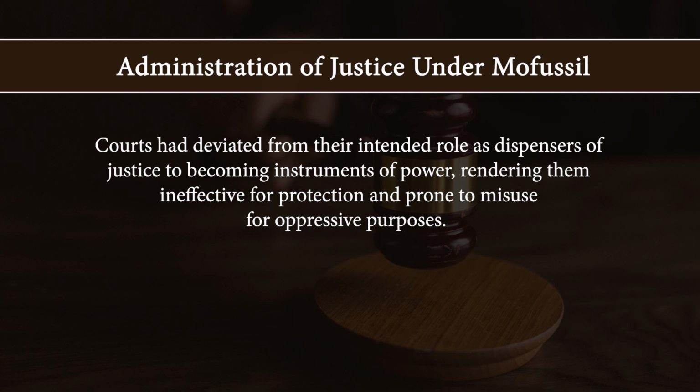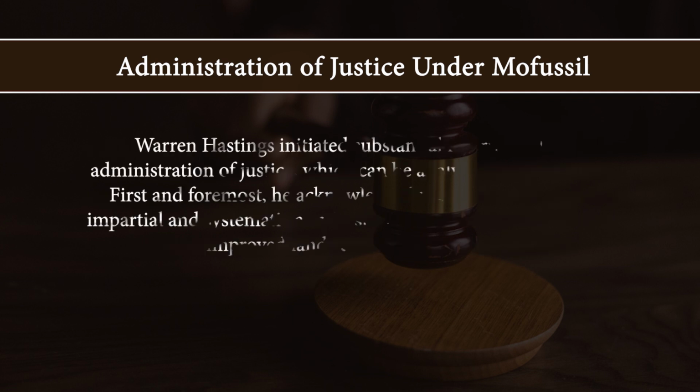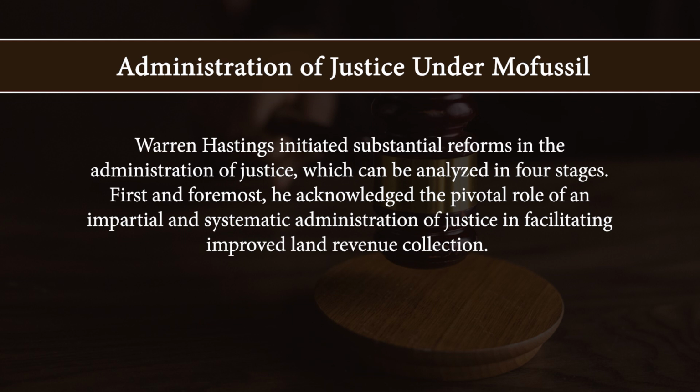Courts had deviated from their intended role as dispensers of justice to becoming instruments of power, rendering them ineffective for protection and prone to misuse for oppressive purposes. Recognizing the failure of the dual government system, the East India Company entrusted Governor Warren Hastings with the authority to institute regulations and measures aimed at securing advantages for the company and liberating the ryots from the oppression imposed by zamindars and petty tyrants.